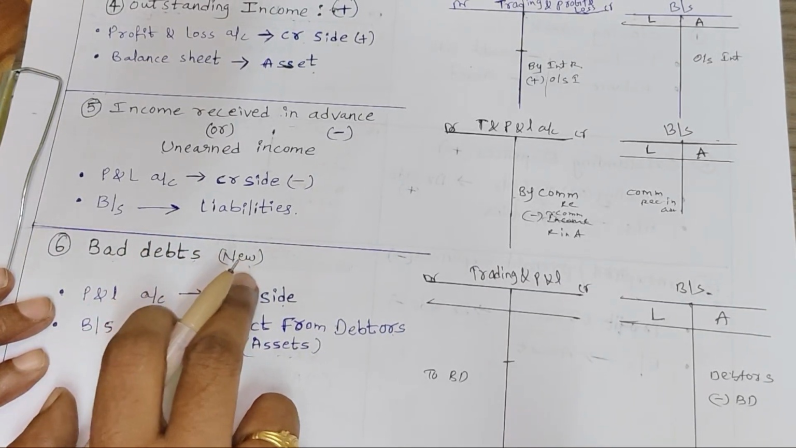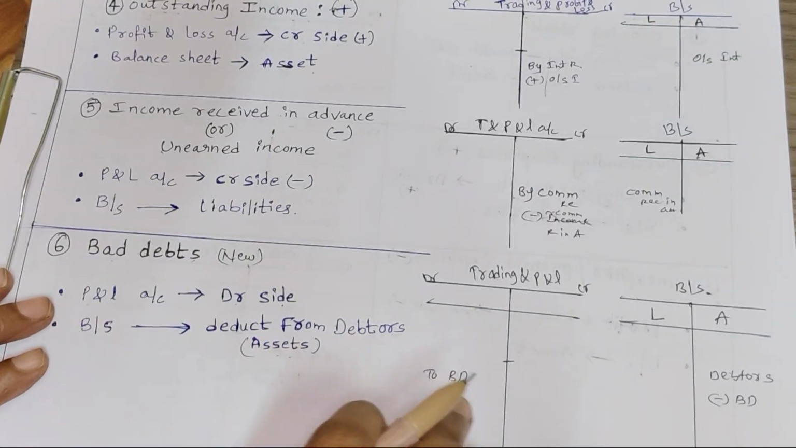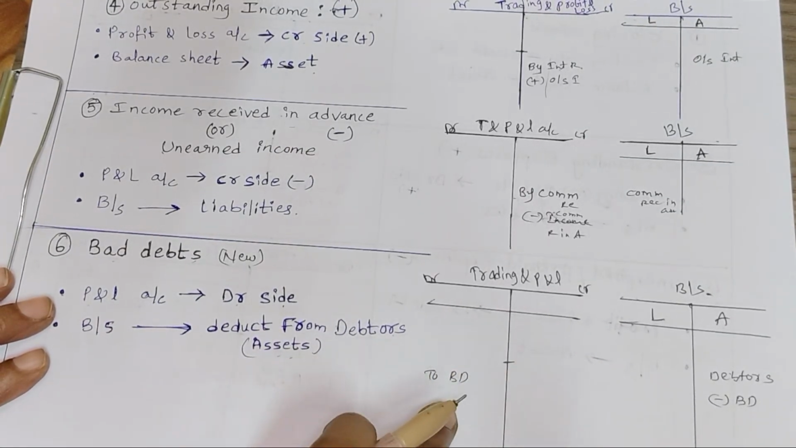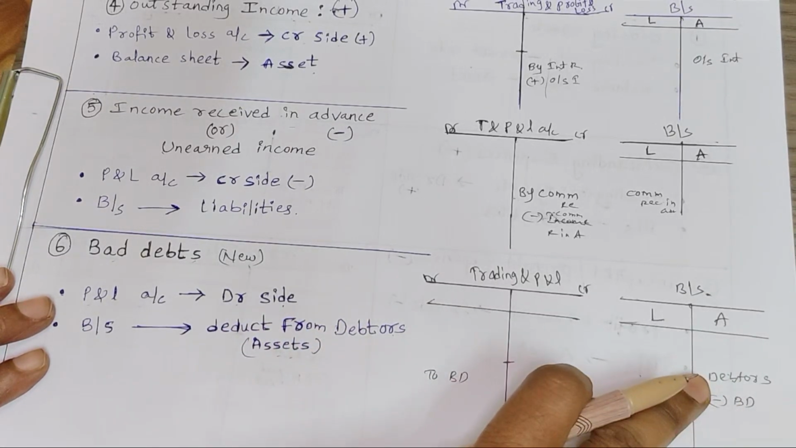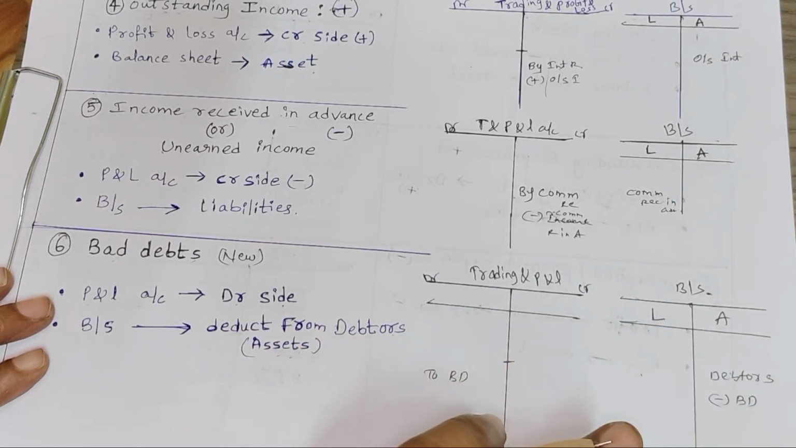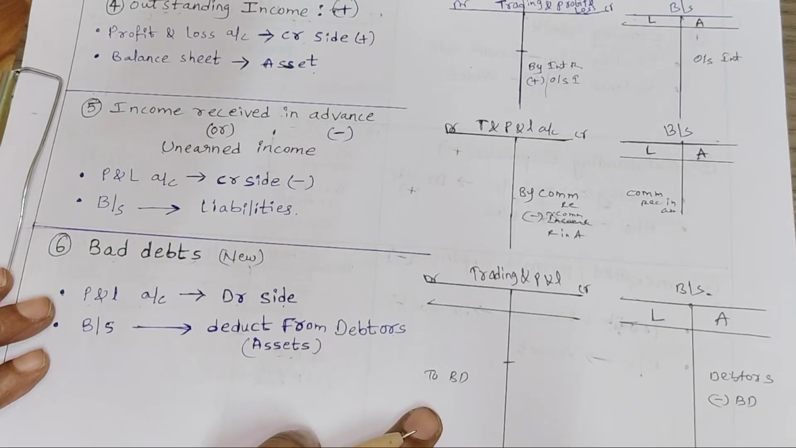That new bad debts we need to write 2 times. Okay, so one is debit side of the profit and loss account, and second time we need to deduct from debtors under asset side of the balance sheet. Okay, remember this point.